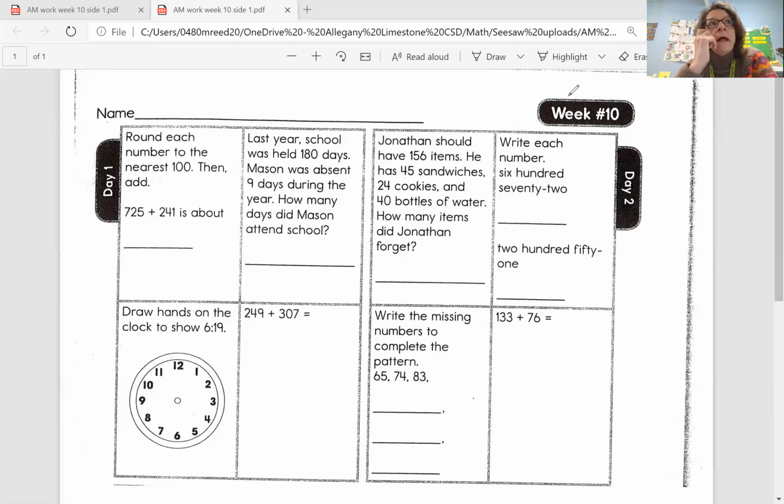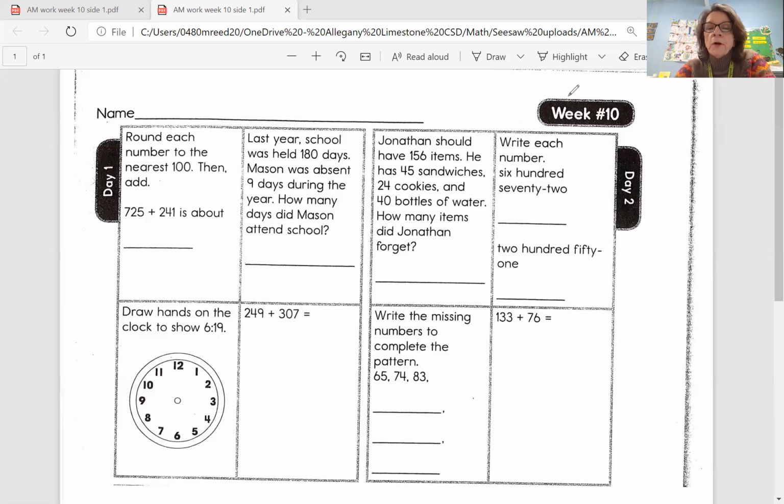So I'm thinking, okay, well, I have to add something to 65 to get to 74. And remember, a good way to show the difference is to count on. So I'm going to count on from 65 to 74. And when I count on, I start with 66 because I'm counting on, and I'm going to stop at 74. So 66, 67, 68, 69, 70, 71, 72, 73, 74. I added 9 to 65 to get to 74. So look what I'm going to do. I'm going to put a plus 9 there.